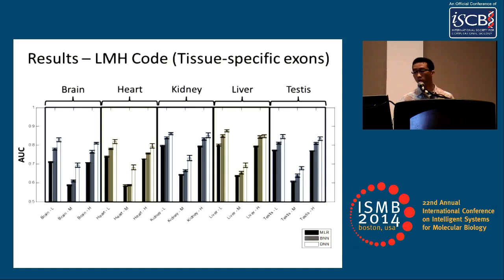And you can see huge improvements. You can see that the white bars are always statistically higher than the gray bar. So it performs quite a bit better, especially in determining tissue-specific splicing. So why are we looking at tissue-specific splicing exons at all? Because we claim that these are the hard examples.